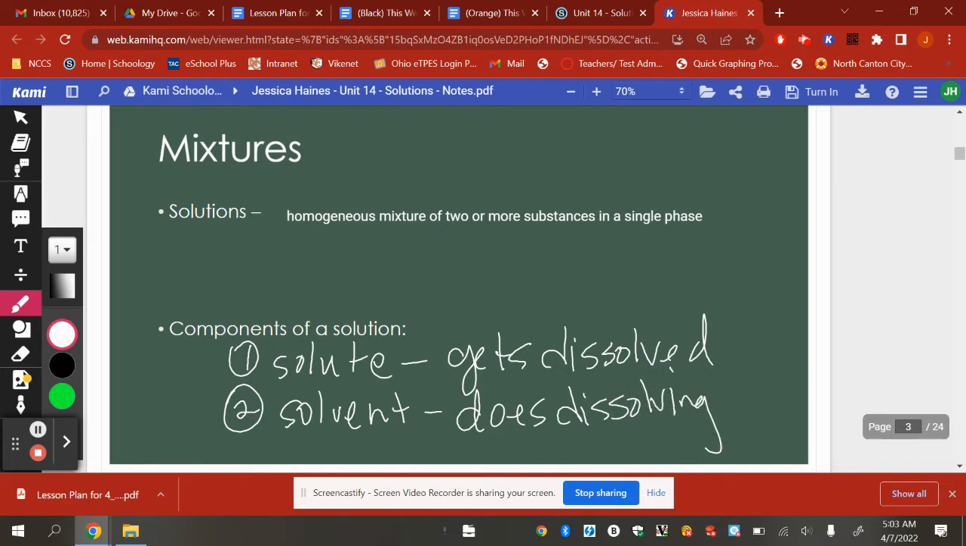And again, we talked about this before, but the solute is usually, I say usually because it's not always, the one that is lesser in amount, and the solvent is greater in amount. Usually you have more solvent than solute. So if you're thinking about something like Kool-Aid, obviously you have much more water than you do Kool-Aid powder when you're making that. But it's not always true.